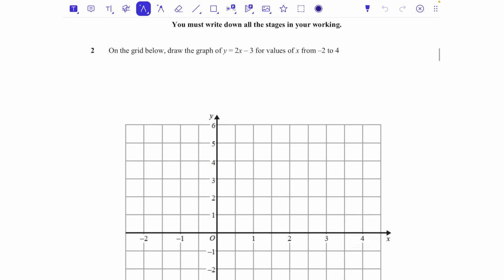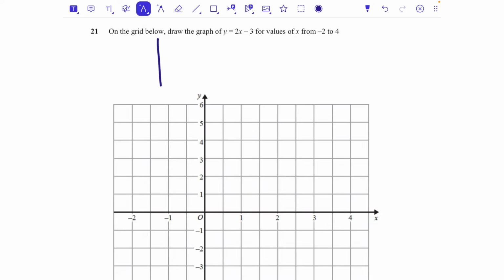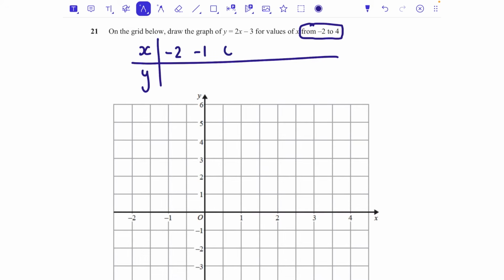Okay, question number 2. On the grid below, draw the graph of y equals 2x minus 3 for values of x from minus 2 to 4. So for this, we're going to do a table of values. X goes on the top, y goes on the bottom. And I want to do values of x from minus 2 to 4. So that tells you that alongside x, we need to go minus 2, minus 1, 0, 1, 2, 3, 4.